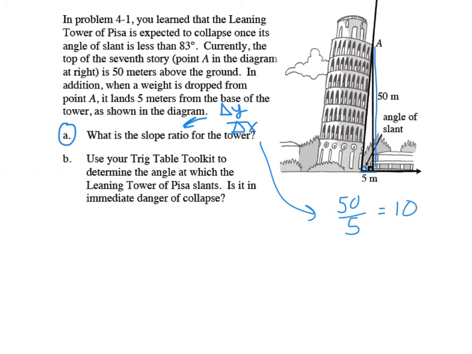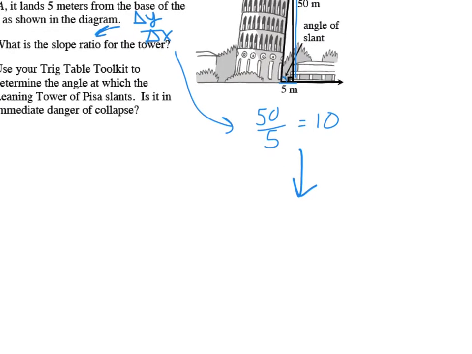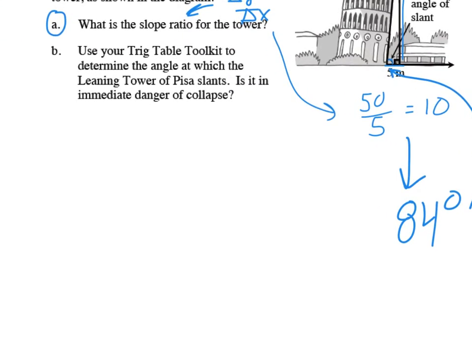And so it says, use your trig table toolkit to determine the angle at which the Leaning Tower of Pisa slants. So going to my trig table toolkit, if I see something with a ratio of 10, I don't expect you to have this out in front, that corresponds with an 84-degree angle. And so an 84-degree angle is what this angle is measuring right now within the Leaning Tower of Pisa.